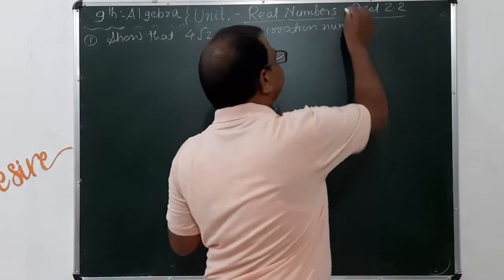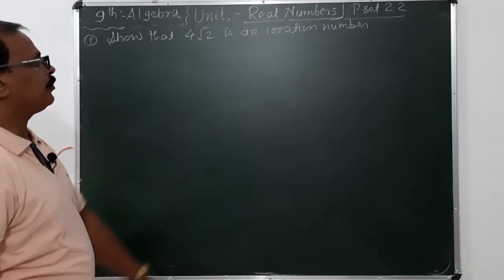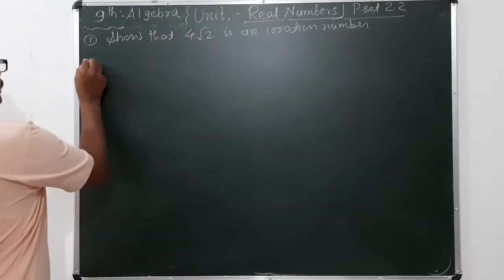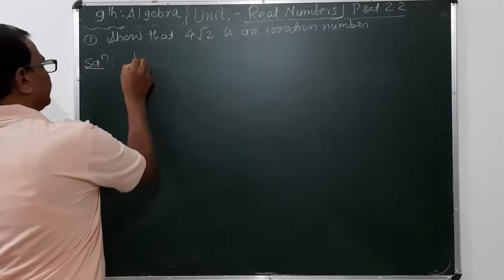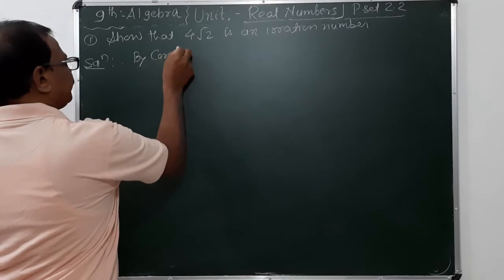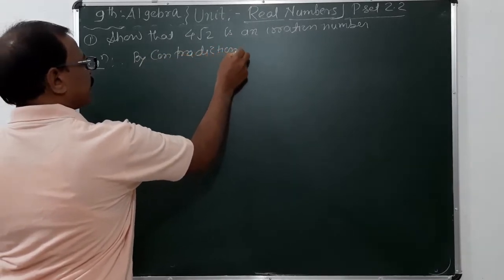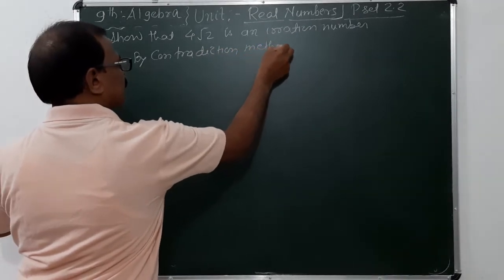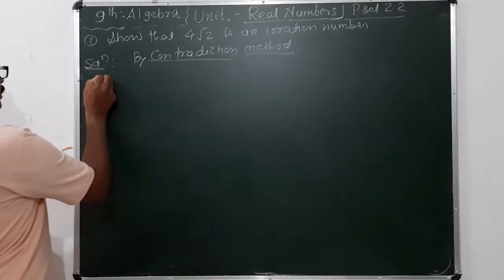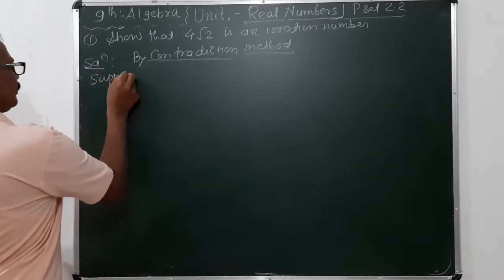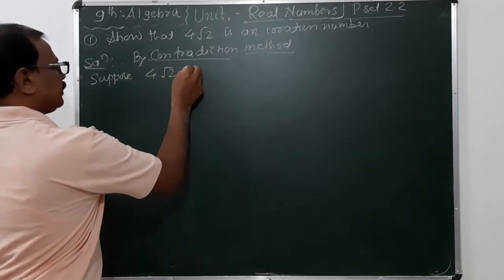Problem set 2.2. First example: show that 4 root 2 is an irrational number. Solution. By contradiction method. What is the contradiction method? We suppose that 4 root 2 is a rational number.